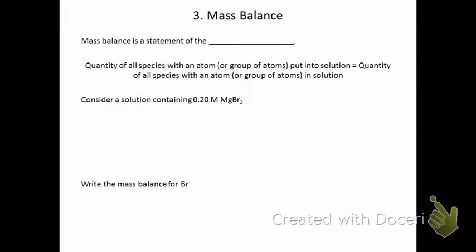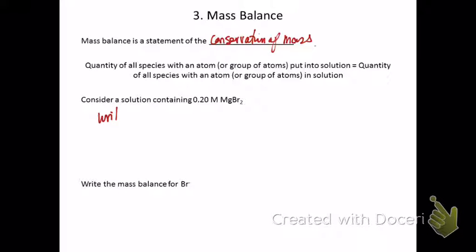Let's take a look quick at the mass balance equation. The mass balance equation is a statement of the conservation of mass, knowing that we cannot create or destroy it. So we know that if we have a particular chemical species present at the start, each of the atoms themselves, we're not doing nuclear chemistry here, must be present later on in the reaction. And so this is an equation or a set of equations that represent those known mass balances. So what we're saying is that the quantity of all species with a particular atom or group of atoms, maybe a polyatomic ion, that we put into solution must equal all of the species that contain that same atom or group of atoms that are in the solution at equilibrium. And so we just make those statements fairly simply.